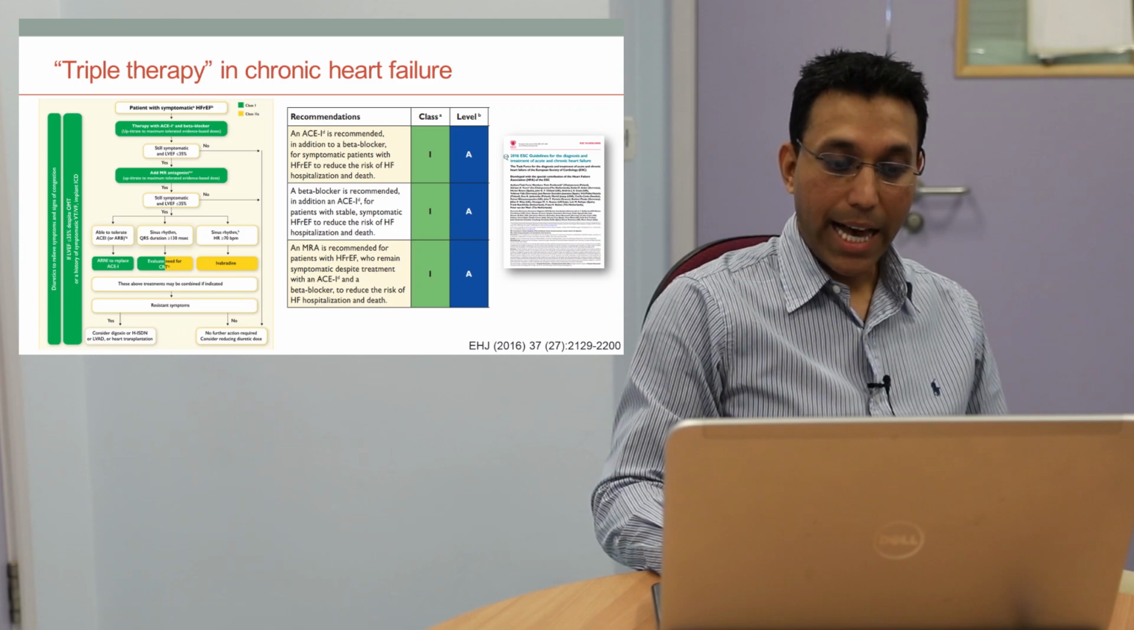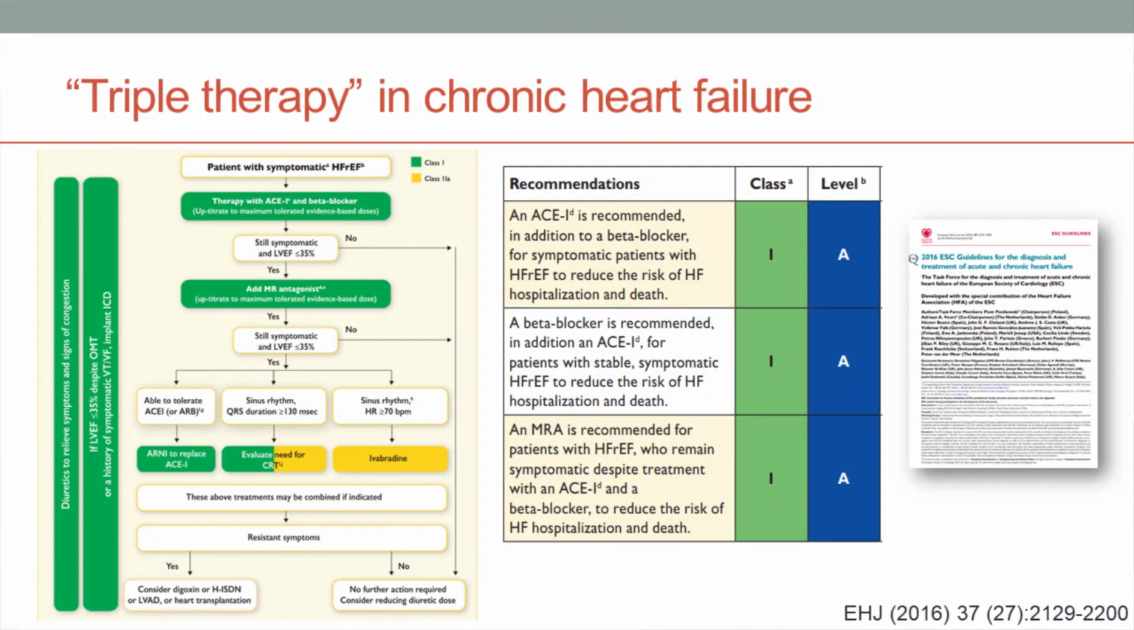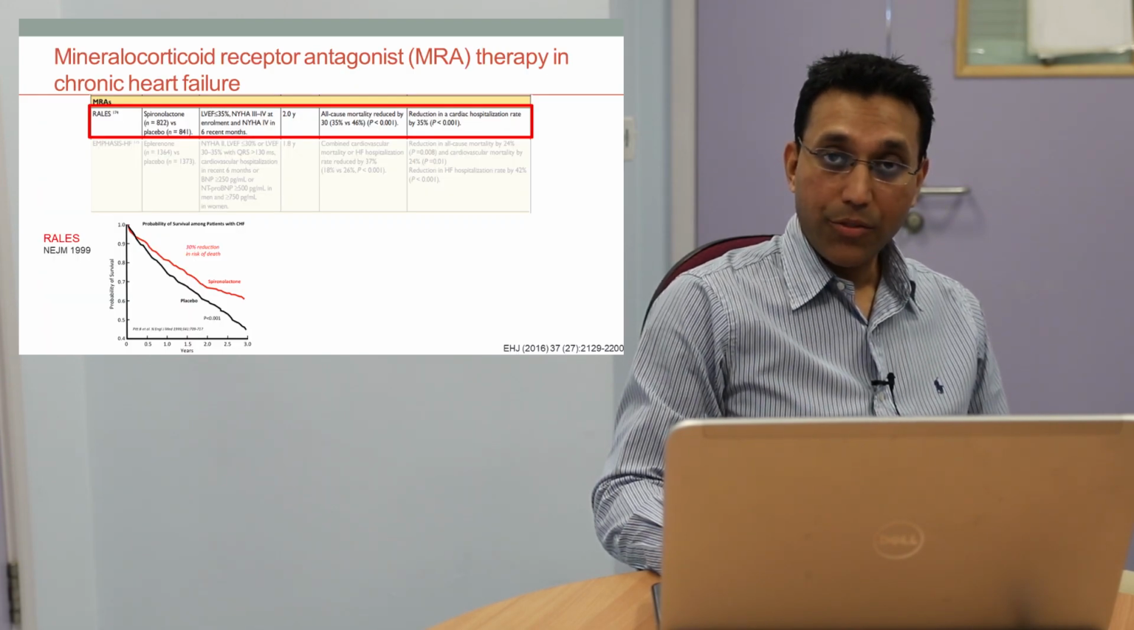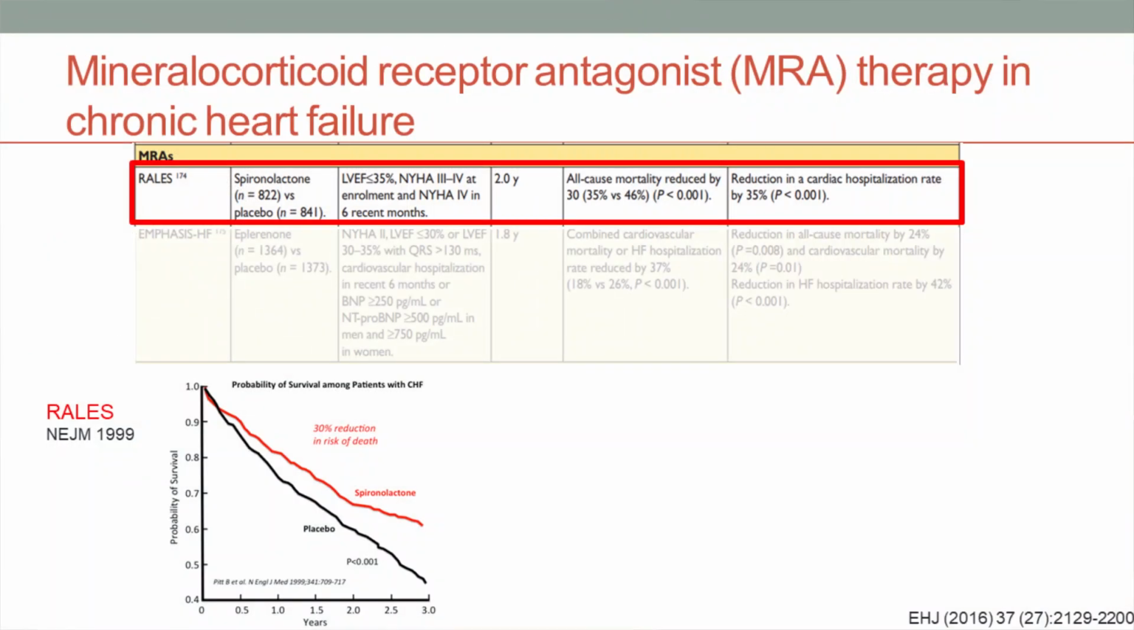Now moving on, this is the algorithm that I'm sure you'll be familiar with for patients presenting with symptomatic heart failure and reduced ejection fraction. It is a class 1A recommendation for ACE inhibitors and beta blockers, but if still symptomatic, a mineralocorticoid receptor antagonist, an MRA, should be added, again a class 1A indication. We have a choice of two MRAs currently, spironolactone and eplerenone.